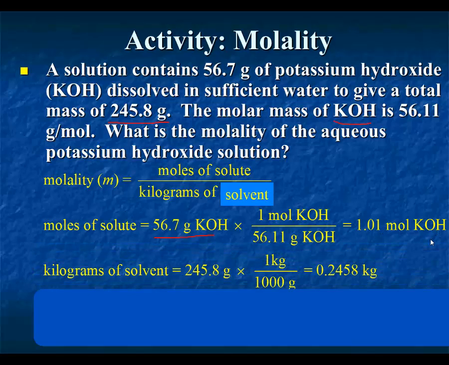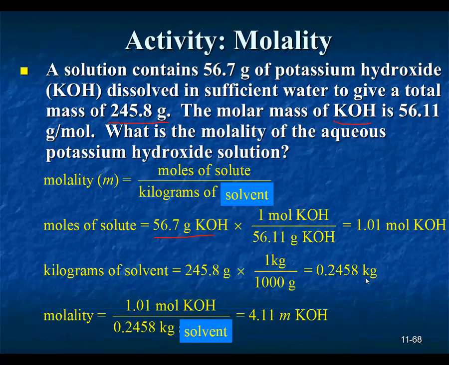Okay. And if I find out my amount of solvent, which I told you here was 245.8 grams, we can convert that to kilograms. So remember, we're dividing by kilograms of solvent. So there's 1,000 grams for every 1 kilogram, so I have 0.2458 kilograms. So to calculate molality, I'm taking the moles of potassium hydroxide divided by the kilograms of the solvent, and we find that we have a molality of 4.11 molality of potassium hydroxide.